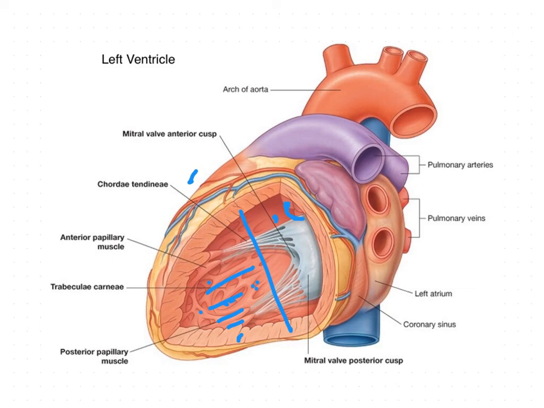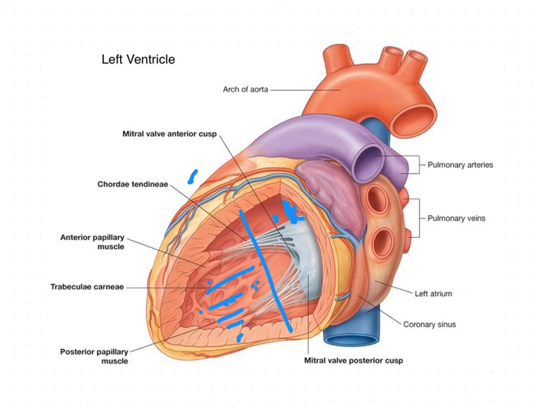aortic vestibule. Vestibule means a channel or an opening into another structure. Here you can see this aortic vestibule, which gives origin to the ascending aorta. This part develops from the bulbus cordis. This vestibule lies next to the membranous part of the interventricular septum.